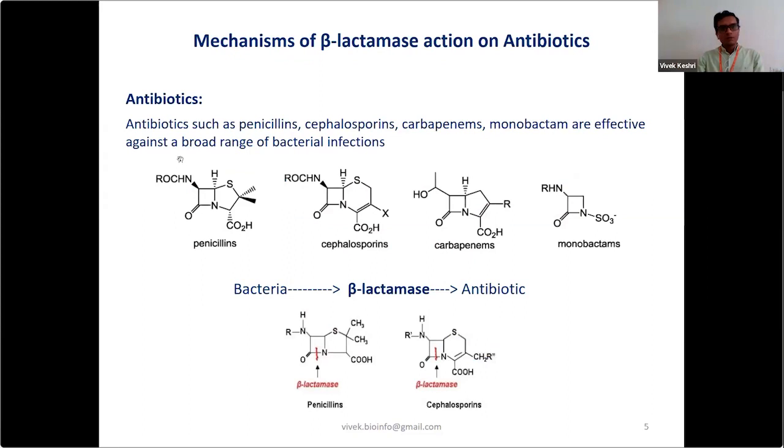So we know about antibiotics like penicillin, cephalosporin, carbapenem, and monobactam. All these antibiotics are well known, and the common structural feature of these antibiotics is the beta-lactam ring. You can see that every antibiotic has a common structure, which is known as the beta-lactam ring. Different bacteria produce the beta-lactamase enzyme. The beta-lactamase enzyme hydrolyzes or breaks the structure of these beta-lactam antibiotics, breaking the beta-lactam ring in every antibiotic. Whenever a beta-lactamase enzyme hydrolyzes the structure of an antibiotic, the antibiotic becomes ineffective. It does not work on the bacteria. That's why the beta-lactamase enzyme is responsible for resistance.